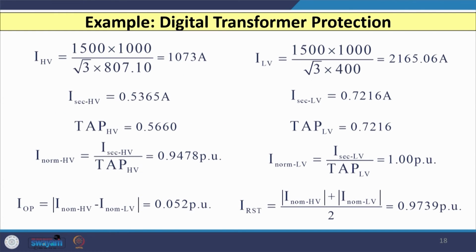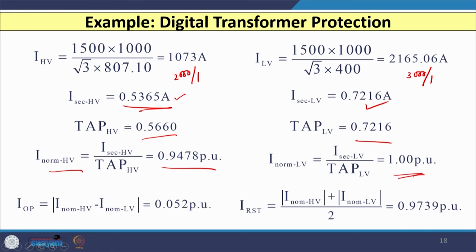This current you can again transform by the CT ratio on the secondary side. So, that is 0.5365, assuming a 2000 by 1 ampere CT on the HV side, and on this side you have 3000 by 1 ampere. So, 1073 by 2000 into 1 you will have this current, and on this side 2165.06 by 3000 into 1. So, you will have this current. Tap HV and tap LV we have already calculated. So, the normalized current on the HV side is this and the normalized current on the LV side is again 1 per unit.